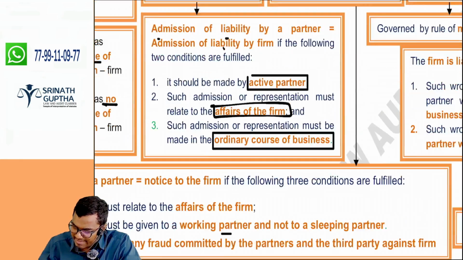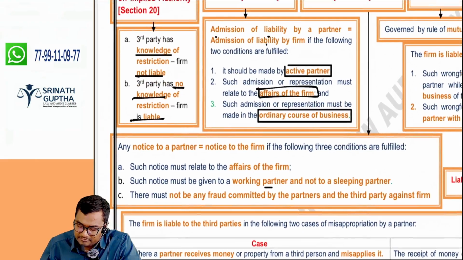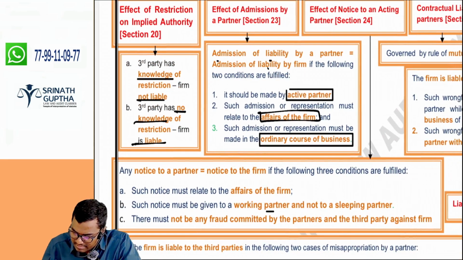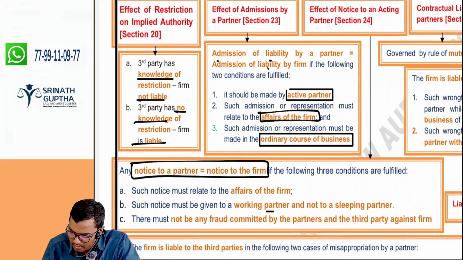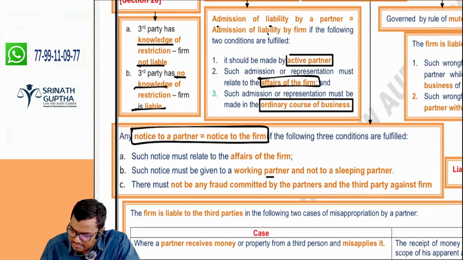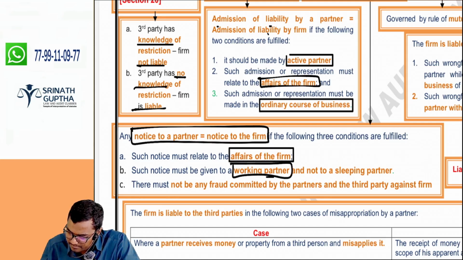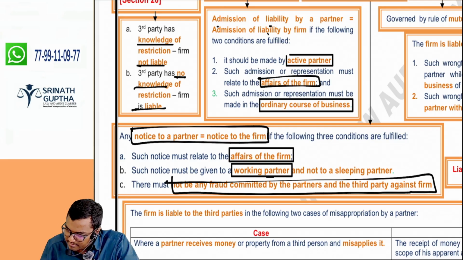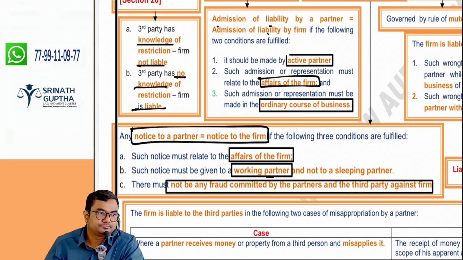Effect of notice to an active partner. If this firm is not giving me 10,000 rupees, I give a legal notice to A, the active partner. Legal notice to an active partner is equal to legal notice to the firm itself. So notice to a partner is equal to notice to the firm. This applies if the notice relates to the activities of the business of the firm, the notice is given to a working partner, and there is no fraud committed by that active partner and the third party against the firm.